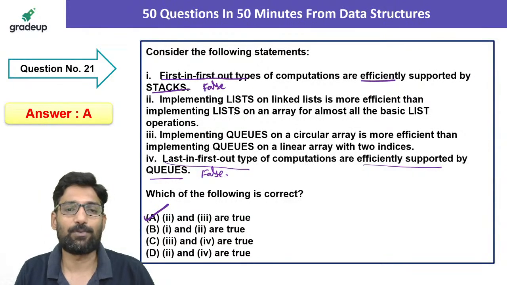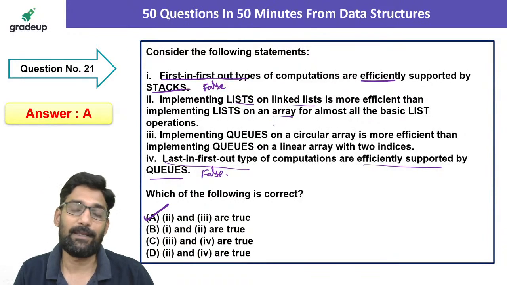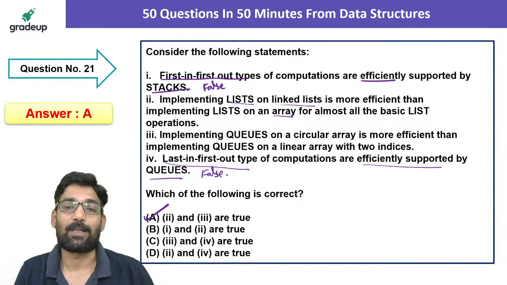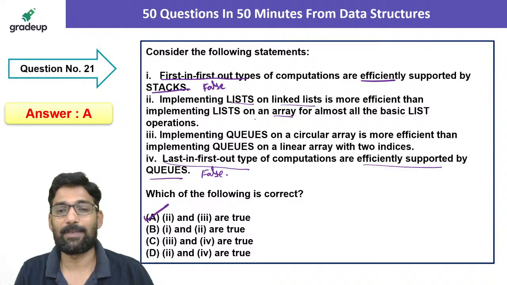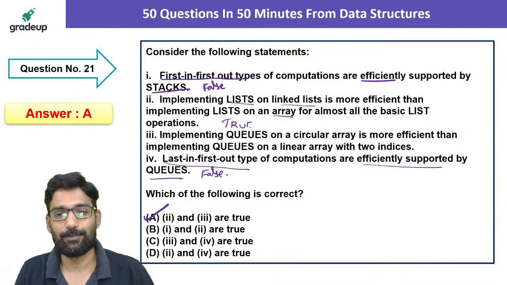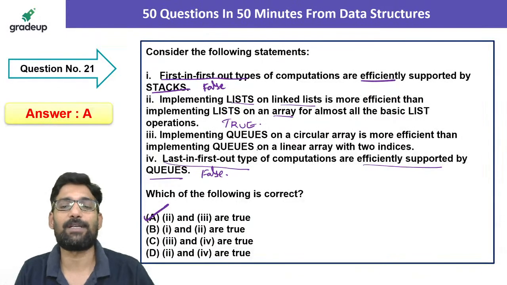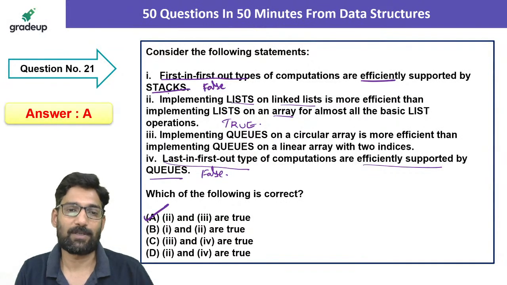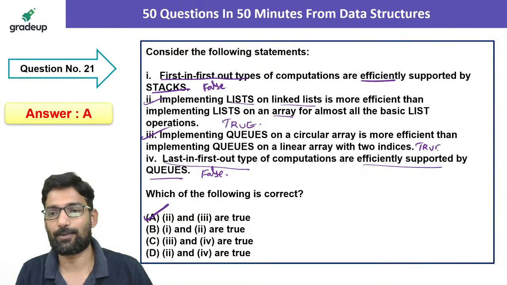Let's see option 2. Implementing lists on linked list is more efficient than array because you can access any element. No. Random memory allocation. Dynamic memory allocation for linked list, static memory allocation for array. So yes, it is true. And implementing queue in circular array is more efficient than normal because no memory wastage. So yes, they are true. So 2 and 3 are true.